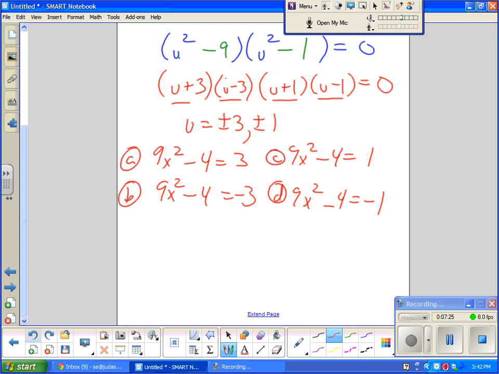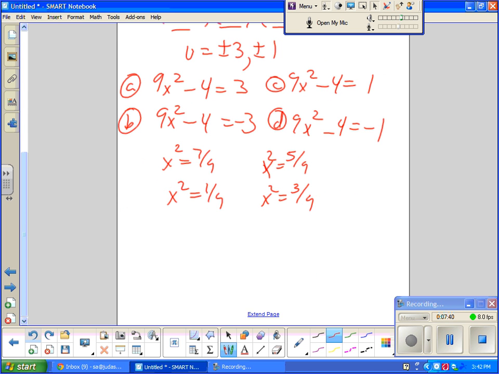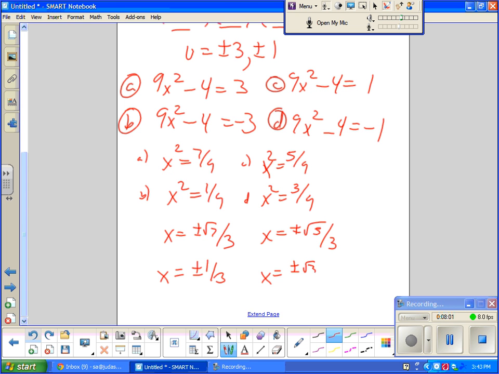Again, move the 4 over. I get x squared equals 7/9 for A. I get x squared equals 1/9 for B. I get x squared equals 5/9 for C. And I get x squared equals 3/9. So when I take the square roots of these 4, these are all x squared, again, A, B, C, and D, you get x equals plus or minus the square root of 7 over 3. I get x equals plus or minus 1/3. I get x equals plus or minus the square root of 5 over 3. And I get x equals plus or minus the square root of 3 over 3.